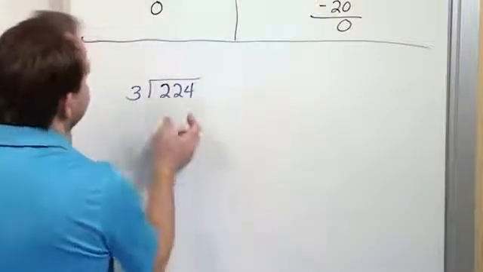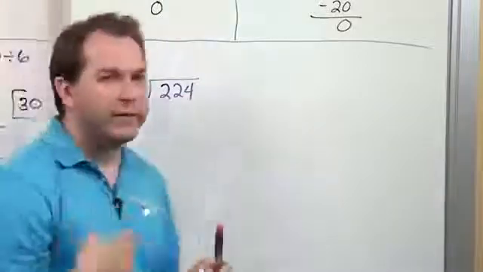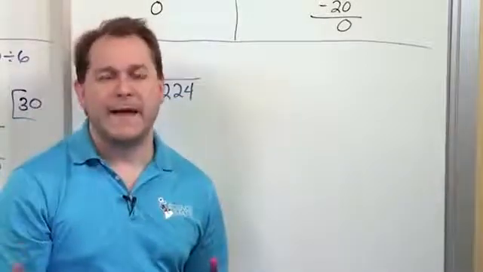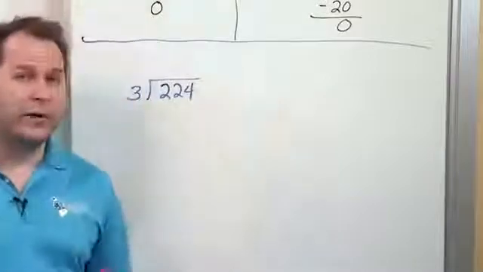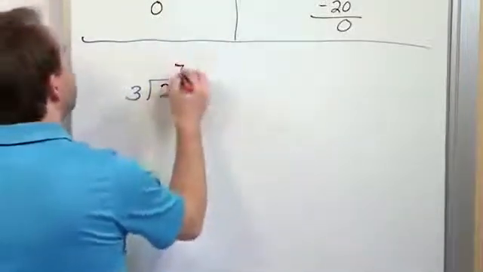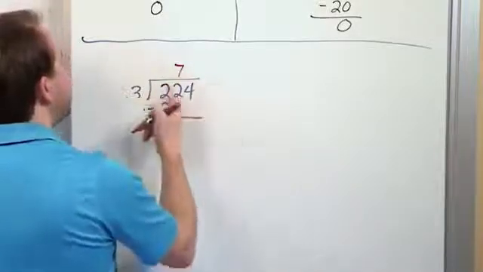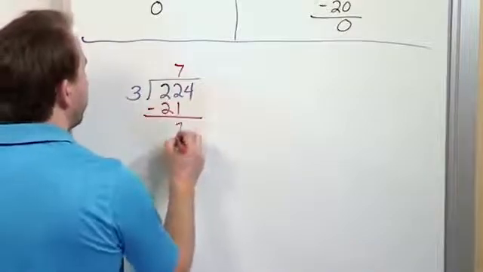It really can't go in, so then we expand and look at 22. How many times can 3 go into 22? Well, 6 times 3 is 18, and 3 times 7 is 21. That's as close as we can get. So we want to get as close as we can without going over. So we put a 7 there because 3 times 7 is 21, and we subtract. We know that 22 minus 21 gives us 1.